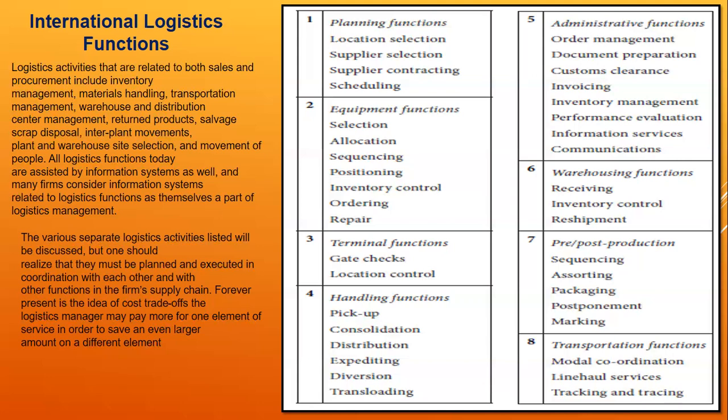Then the next is the transportation function, which needs to be arranged as per requirement: mode of coordination, liaison service, and tracking and tracing. As per the order received from the customer, you need to arrange the delivery, and the order needs to be completed. Just like when you receive any order, first you need to arrange the raw material, then manufacture, then dispatch. So in this function you need to arrange transportation.